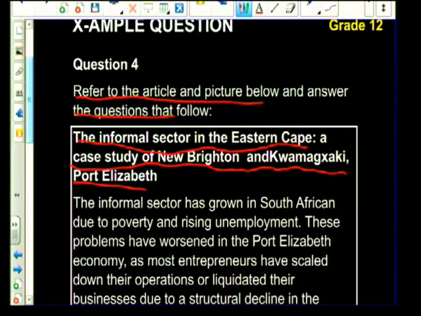Kamakazaki, I do apologize for my pronunciation. I always have a problem with certain words, but I apologize if I pronounce it incorrectly.